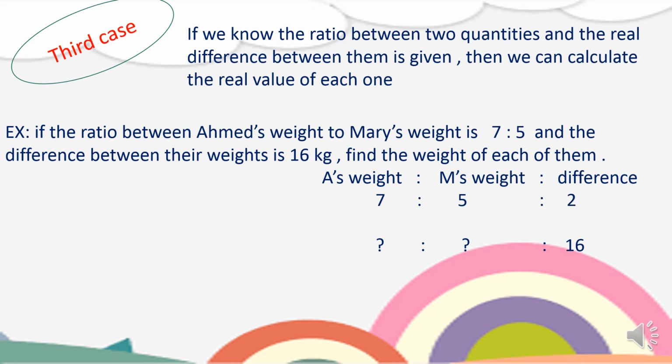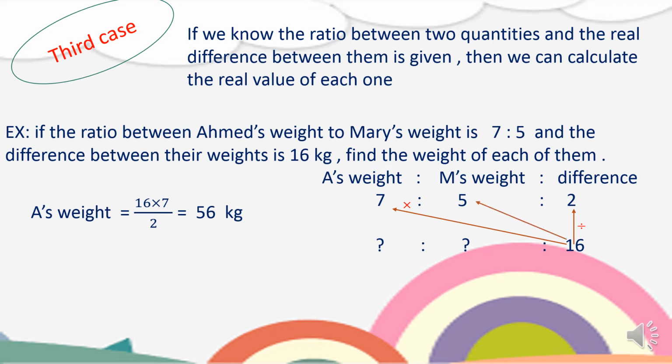So what I do, Junior 6, for Ahmed's weight, I multiply the two numbers facing each other by crossing and divide by the third number. So Ahmed's weight equals 16 times 7 over 2 equal 56 kilograms. And to get Mary's weight, I will multiply the two numbers facing each other by crossing and divide by the third number. So 16 times 5 divide 2 equal 40 kilograms.